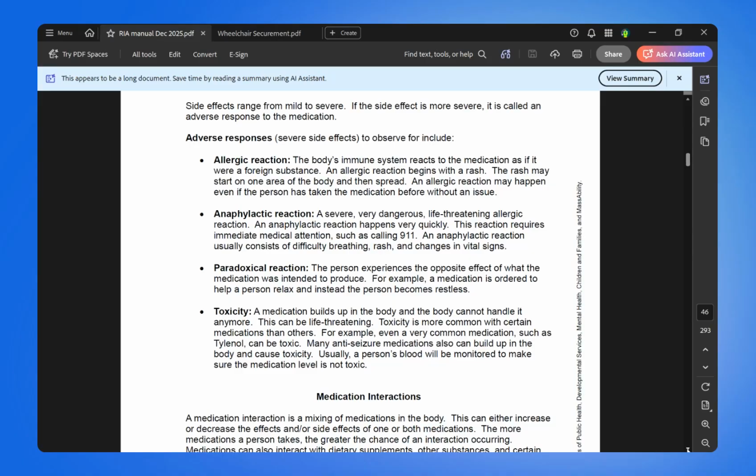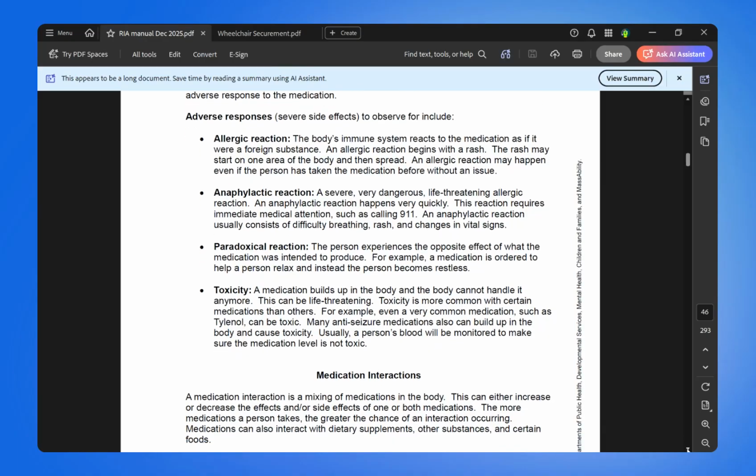Toxicity is another adverse response, and this is when the medication can build up in the body and the body can't handle it anymore. This can be life-threatening. Toxicity is more common with certain medications than others. So, for example, even a very common medication such as Tylenol could become toxic. Many anti-seizure medications also can build up in the body and cause toxicity. Usually a person's blood will be monitored to make sure the medication level is not toxic.